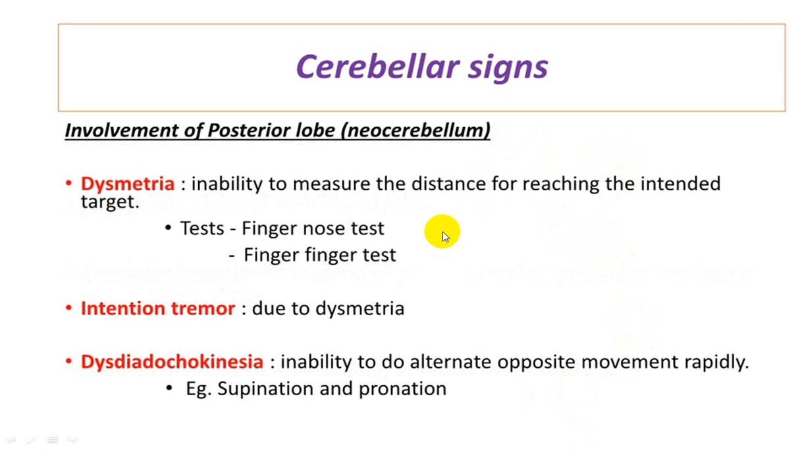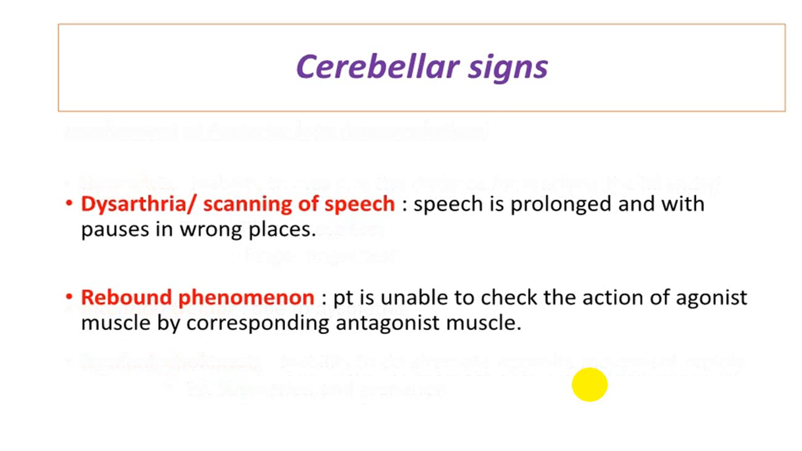Dysmetria means inability to measure the distance for reaching the intended targets. So that will be demonstrable while doing a finger nose test or finger to finger test, or in the lower limb, heel shin test, etc. And also intentional tremors will be seen due to dysmetria. You will also have inability to do alternate rapid movement, that is supination, pronation, etc. We will be showing you that. And I will be uploading the video which will be showing you those cerebellar signs.